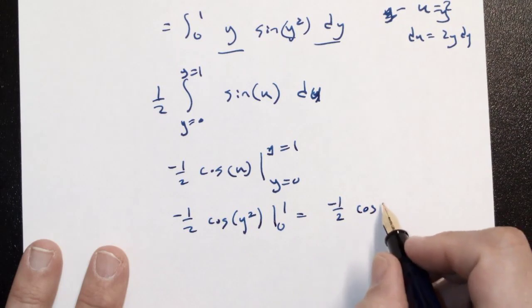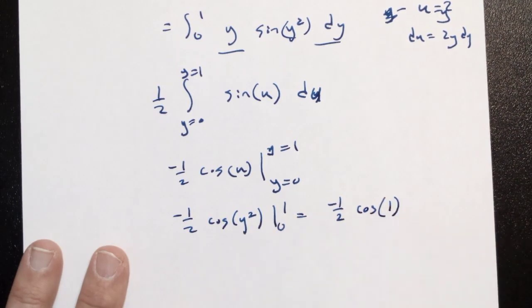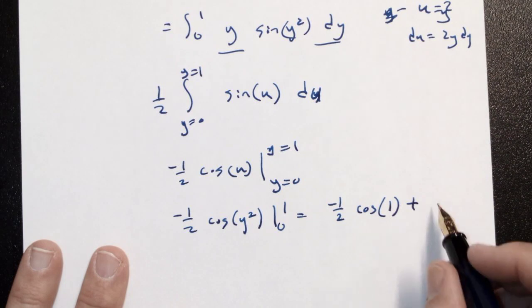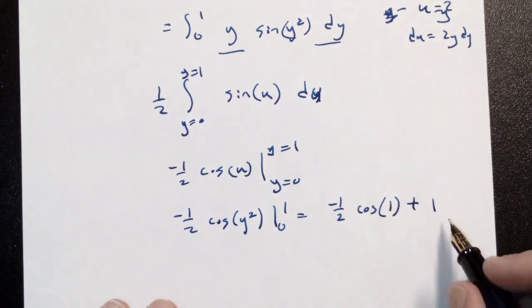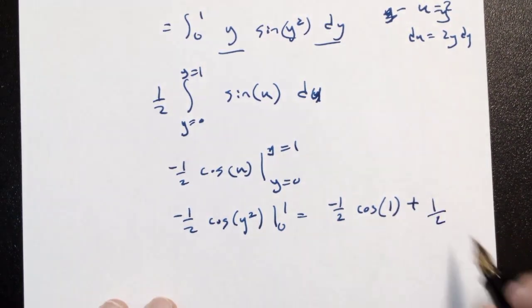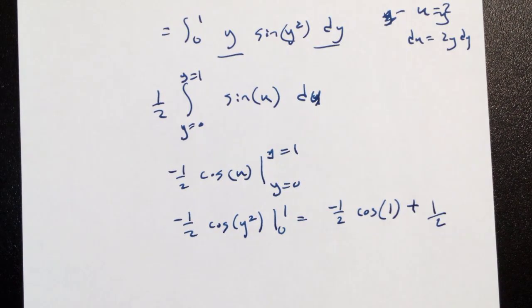Minus 1/2 cosine of 1 squared minus negative 1/2 cosine of 0. What's cosine of 0? Ta-da! Oh, I forgot the 1/2 there. 1/2 cosine of 0. If you want, you could put the 1/2 out front in parentheses around the whole rest of it. Well, yes, I could have used integration by parts, but a u sub was a whole load easier.